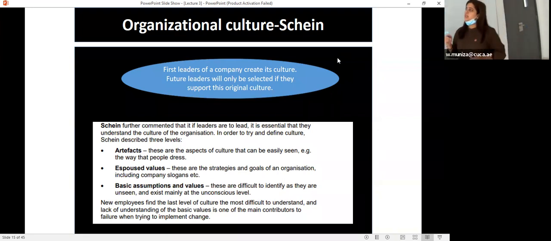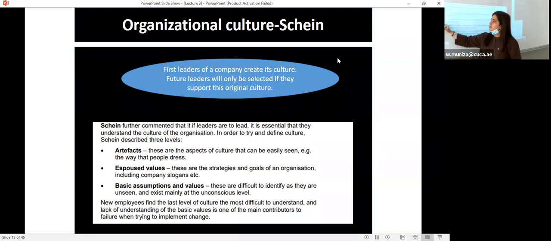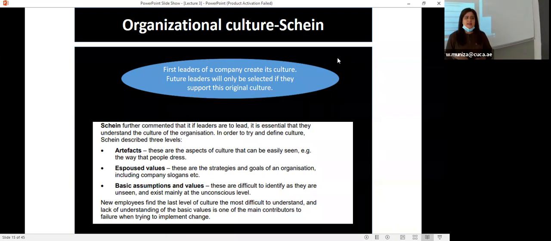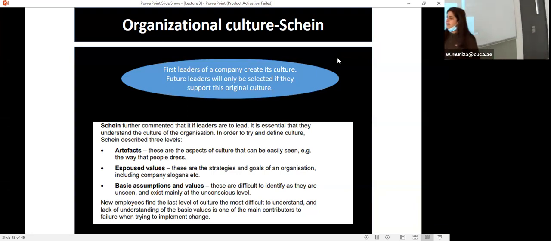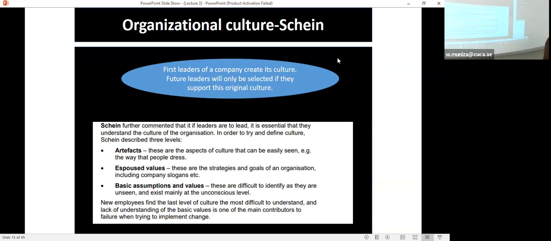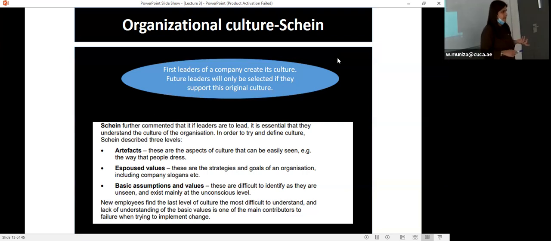Apart from that, Schein told that there are three levels in the organizational culture. What are those? Artifacts, espoused values, and basic assumptions and values. According to Schein, what are artifacts? This is the first level of the organization. What are artifacts? These are the things or the parts of the culture which can be seen easily. Every person sees those symbols and symbolic actions which are known as artifacts.